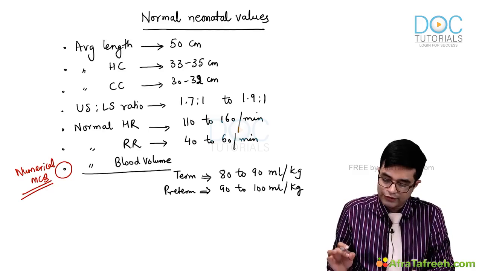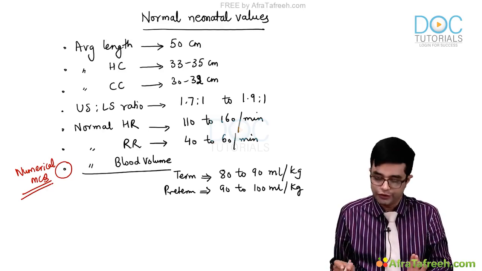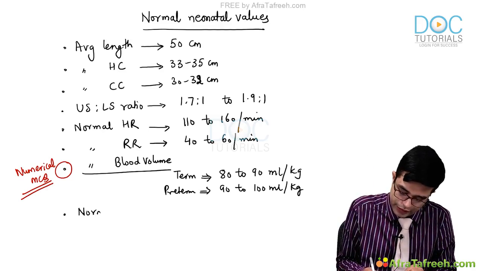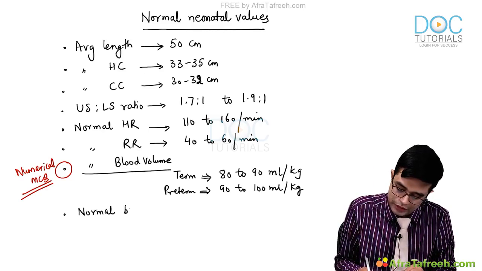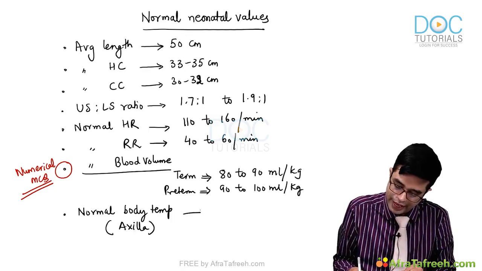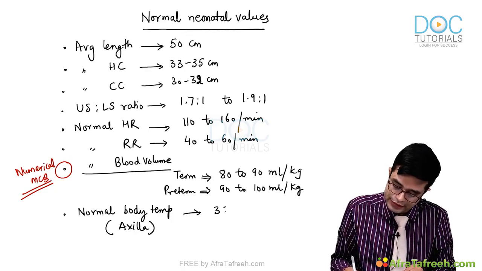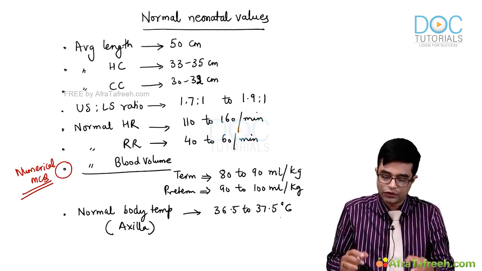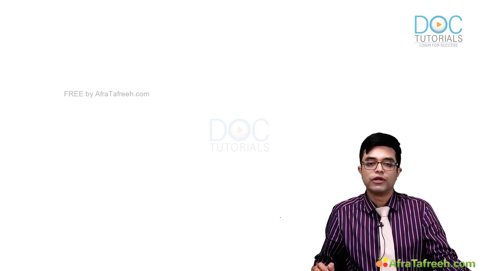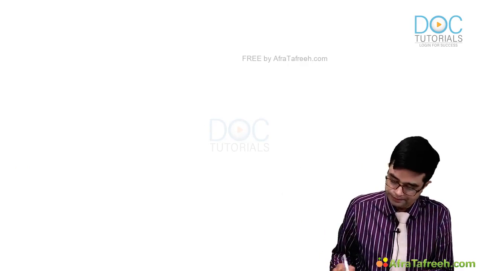So, these are some of the normal neonatal values that you need to remember. Lastly, one thing we can write additionally, what is the normal body temperature? The normal body temperature in newborn is always measured in axilla, and it is given between 36.5 to 37.5 degrees Celsius. So these are the normal neonatal values. After this, we move towards normal neonatal care.